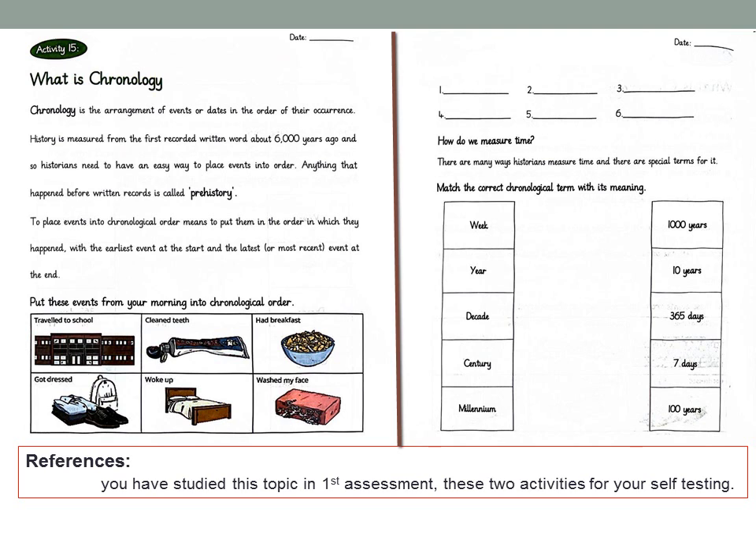Activity number 15 is about chronology and chronological order. You have already studied this in class 7, first assessment. You just have to put these events from your morning into chronological order. This is a very simple activity, and in the second part, match the correct chronological terms with their meaning. Like a week has 7 days, so you have to match the week with 7 days. So this is a simple activity, you can do it easily.